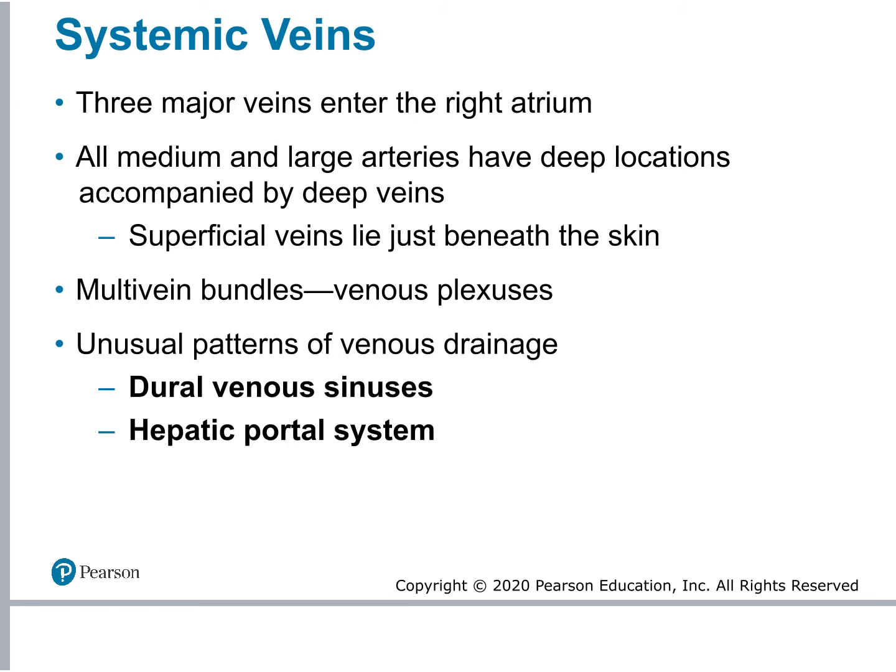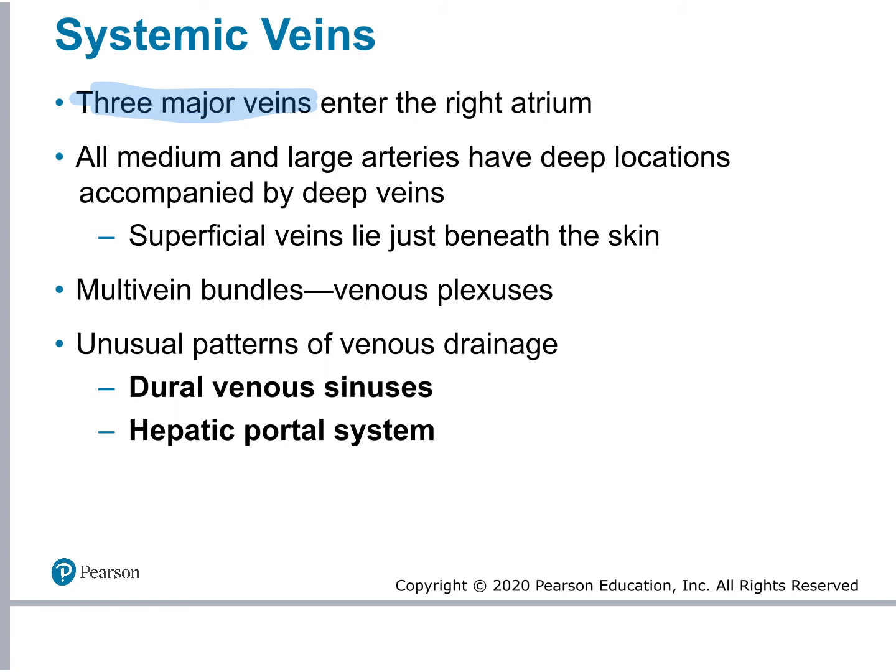But then there are superficial veins in the limbs. So we're going to focus on superficial veins of the limbs and some other veins that don't have a match in the systemic artery system. All right, so the three major veins that lead to the right atrium, we've talked about this many times: the superior vena cava, inferior vena cava, and the coronary sinus.